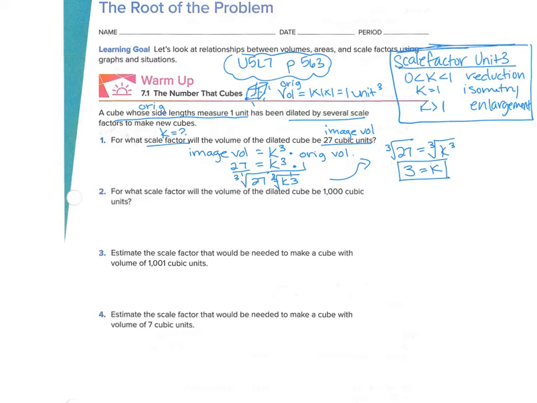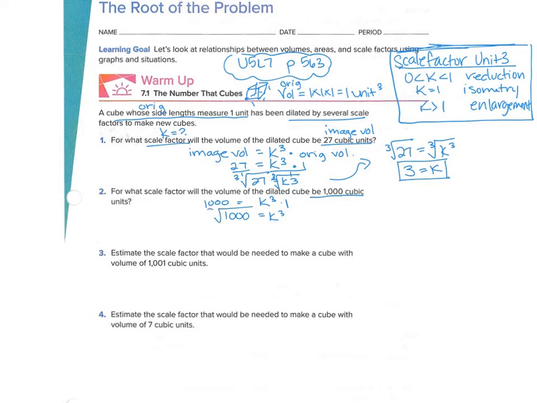So let's continue on with 2. Again, my image volume is 1,000 cubic units. So I'm going to put 1,000 in for my image volume. That equals k cubed times 1. Technically, I'm going to divide both sides by 1. I get 1,000 equals my k cubed.